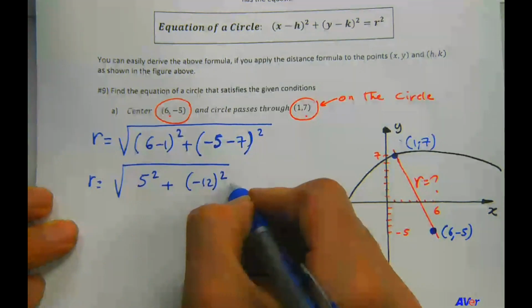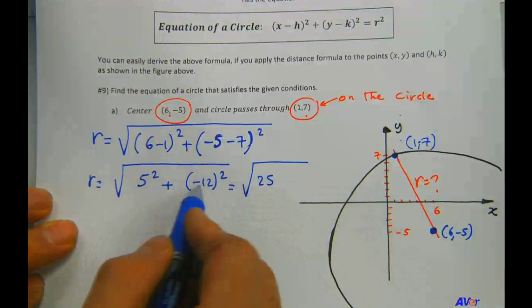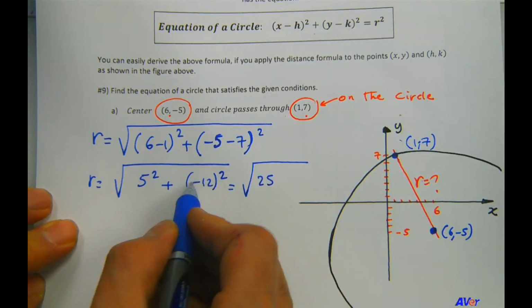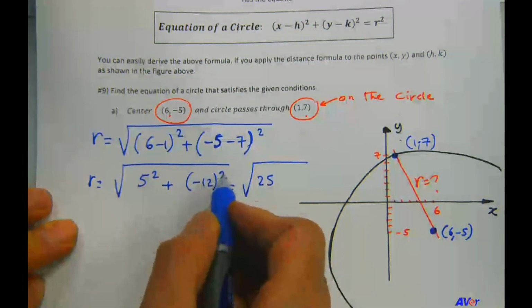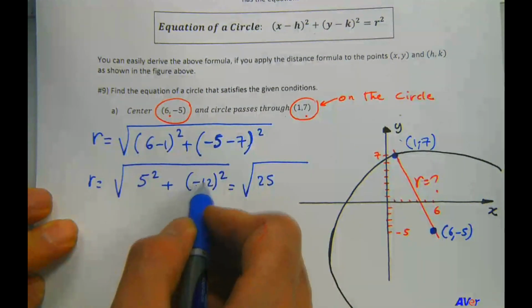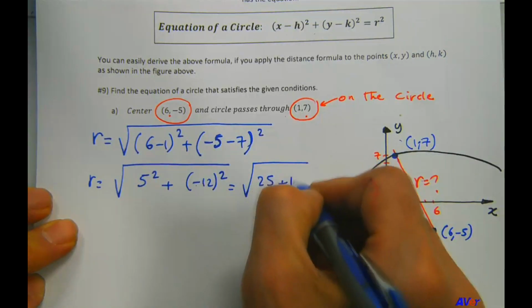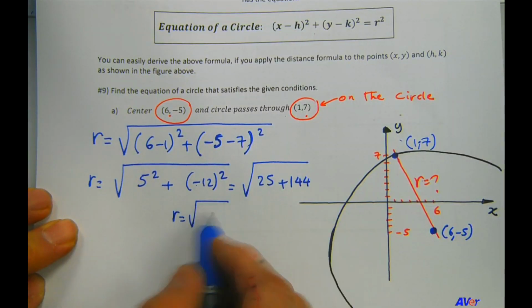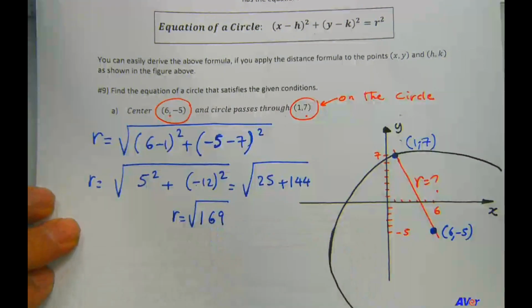What do we get? We get 25. 5 squared is 25, minus 12 squared. This power is even, so it'll cancel this minus. If it's 4, 6, 8, 10, 12, any even power would cancel the negative and make it positive. So 12 squared is a famous number. It's 144, right? So plus 144. So r is equal to the square root of 169. Is that 13? I don't remember.